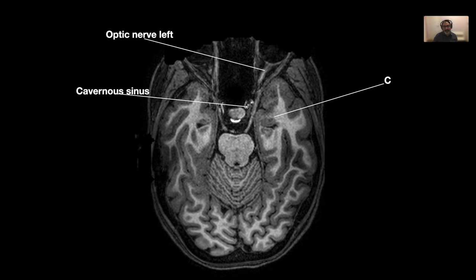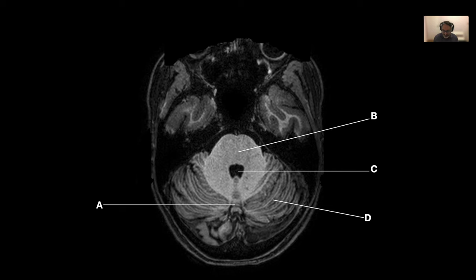That's why I asked, what are you looking at? Let me just explain, because it could be anything that I could be pointing to. But this is where the cavernous sinus lives, next to the pituitary, and it's got the oculomotor nerve in it. It's always hard to get into the mind of the questioner or the examiner, so it's good to ask. Yeah, fair enough.